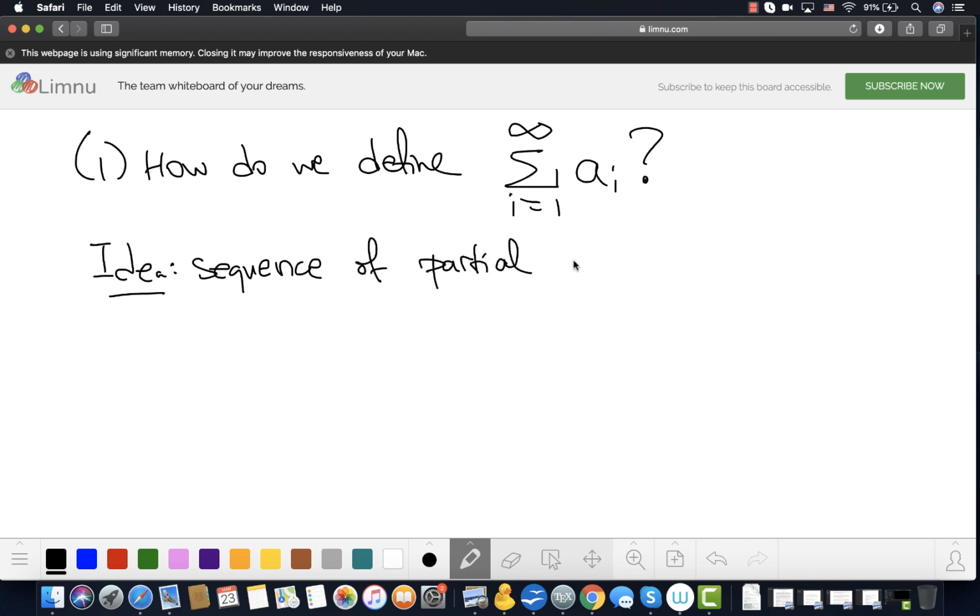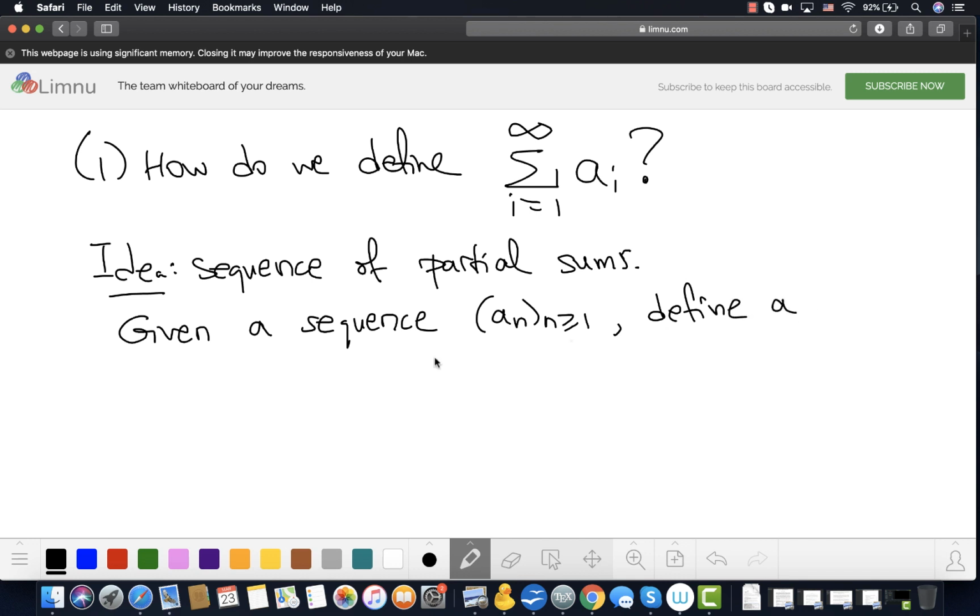Now, what does this mean? So here's what this means. Given a sequence, which we denote by a sub n, we define a new sequence, which I'm going to denote by S sub n, capital S, where S is supposed to stand for sum. It's going to be the sequence of partial sums as follows.